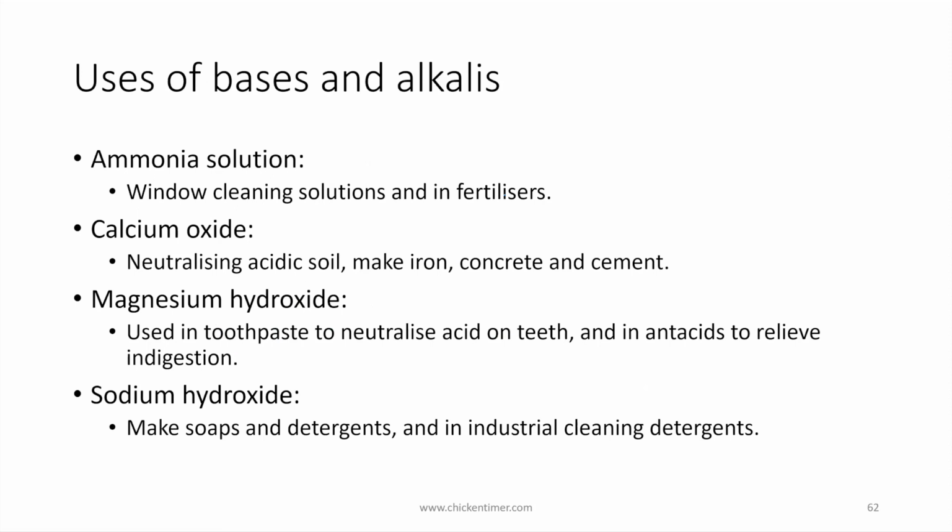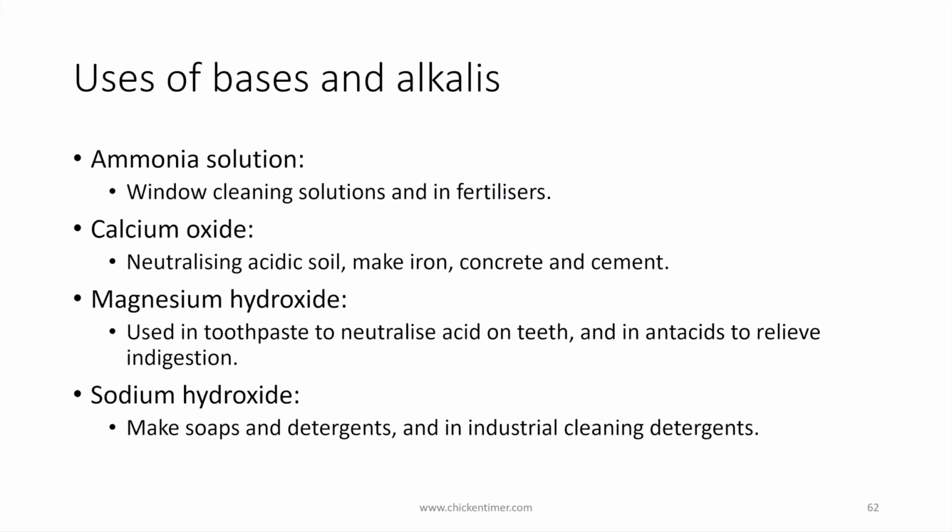So there are several uses of bases and alkalis. You can just take note. So the ammonium solution, they are used for window cleaners, and then they are also used in fertilizers. Calcium oxide is the one you use with the acidic soil. So what you do is you neutralize acidic soil and you make iron, you make concrete with calcium oxide. Then magnesium hydroxide is found in toothpaste and the pills for indigestion. Then sodium hydroxide is the one that you use to make soap and cleaning detergents.